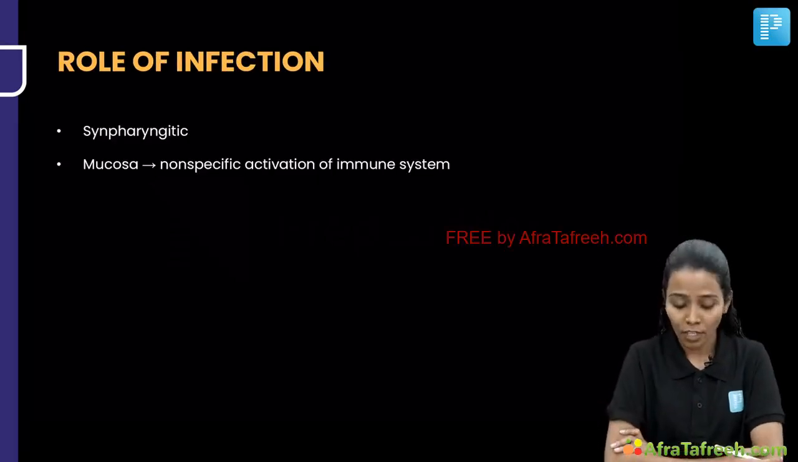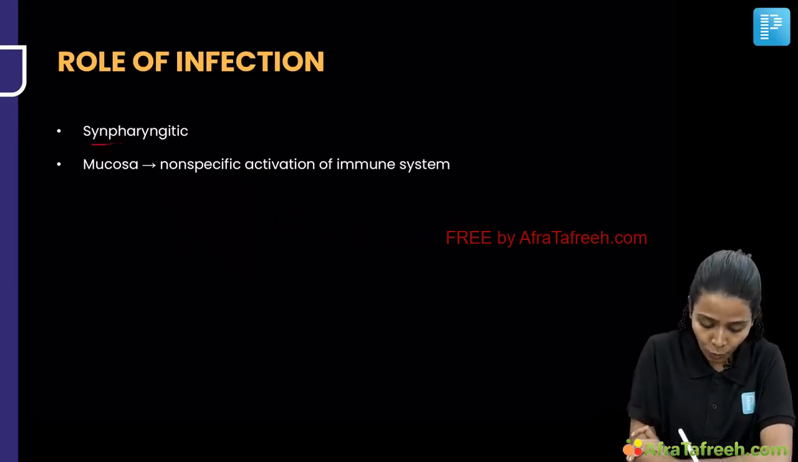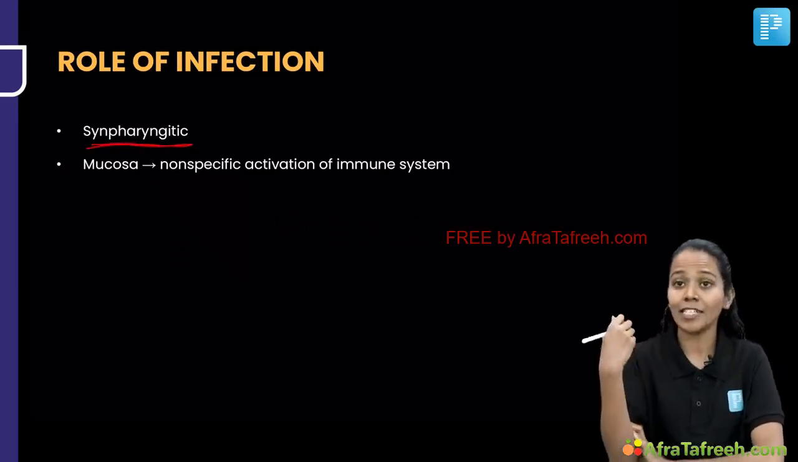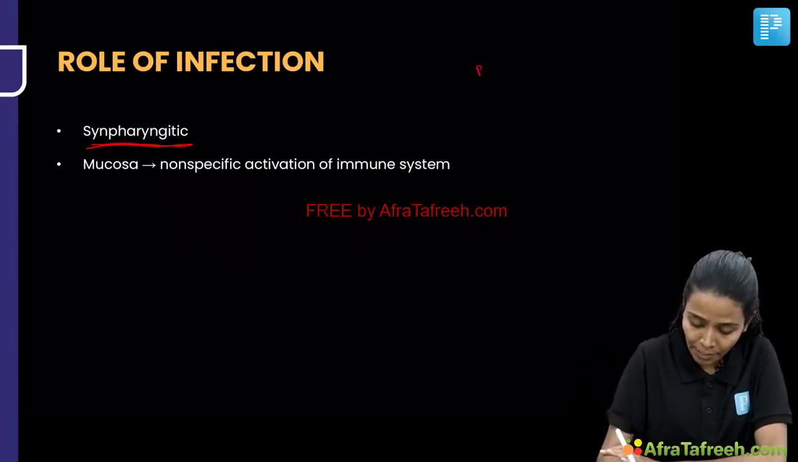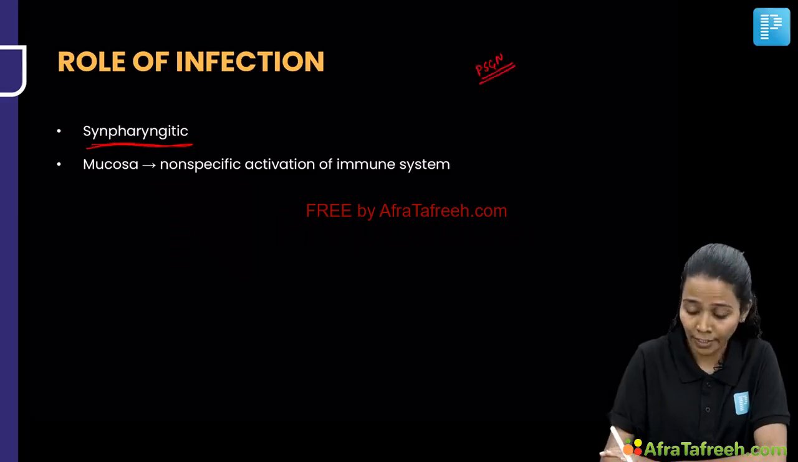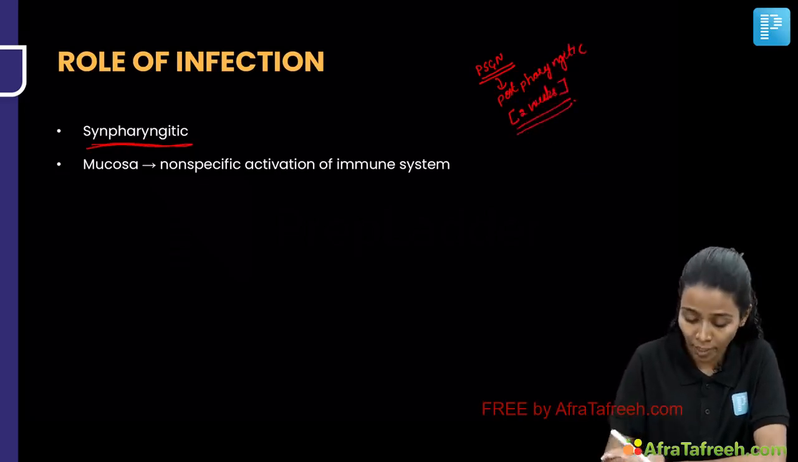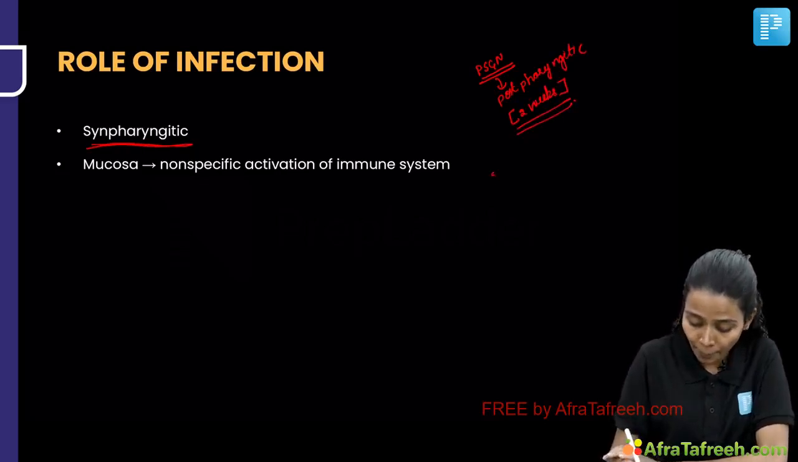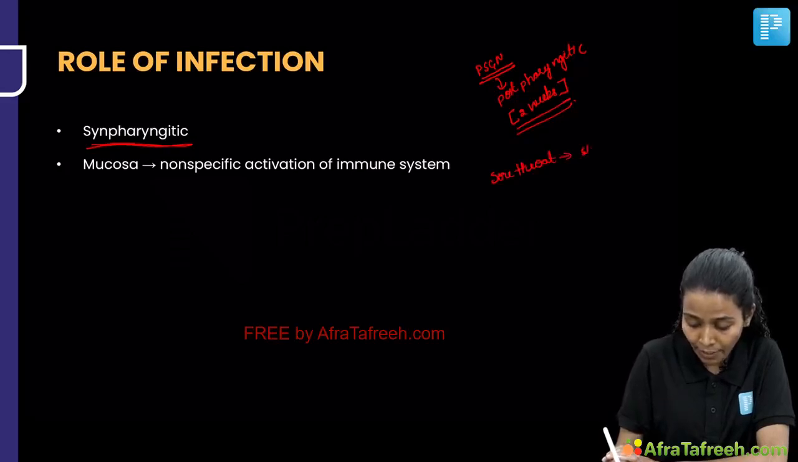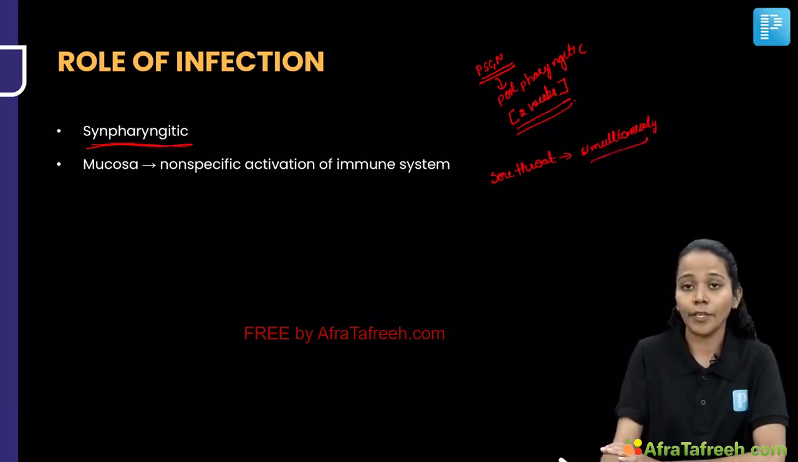Now, role of infection. We have to know that it is synpharyngitic. Why does this become important? Because in PSGN, post-streptococcal glomerulonephritis, it is post-pharyngitic. After pharyngitis happens, it takes approximately 2 weeks for the nephritis to start. Whereas here, the patient will complain of sore throat, pharyngeal involvement, and simultaneously there is involvement of kidney.